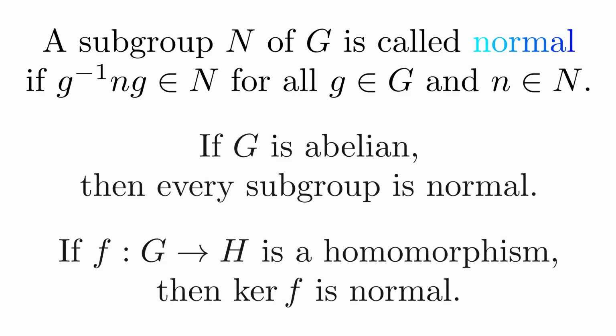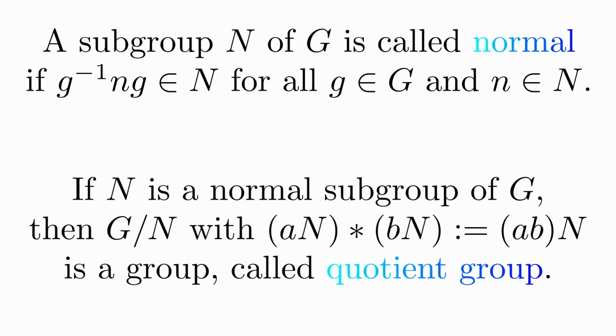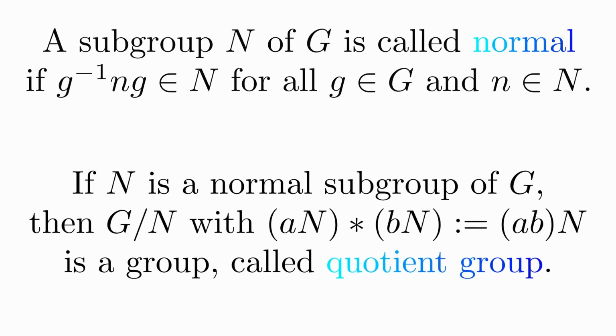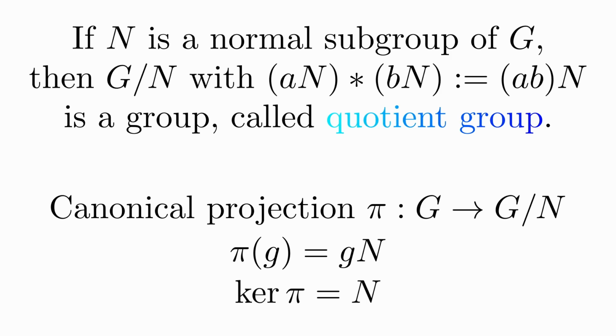The most important property of normal subgroups is that we can define a group structure on the cosets. The resulting group is called a quotient group. Together with a quotient group, we have a homomorphism called the canonical projection, which maps every element to its corresponding coset. The kernel is exactly the normal subgroup.